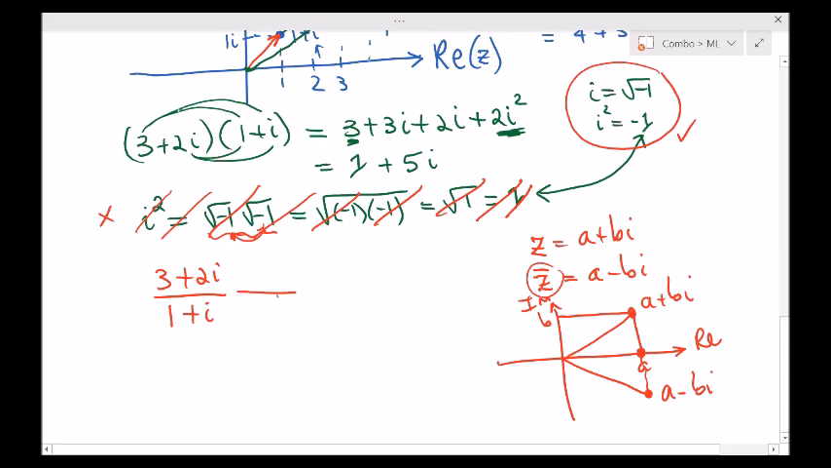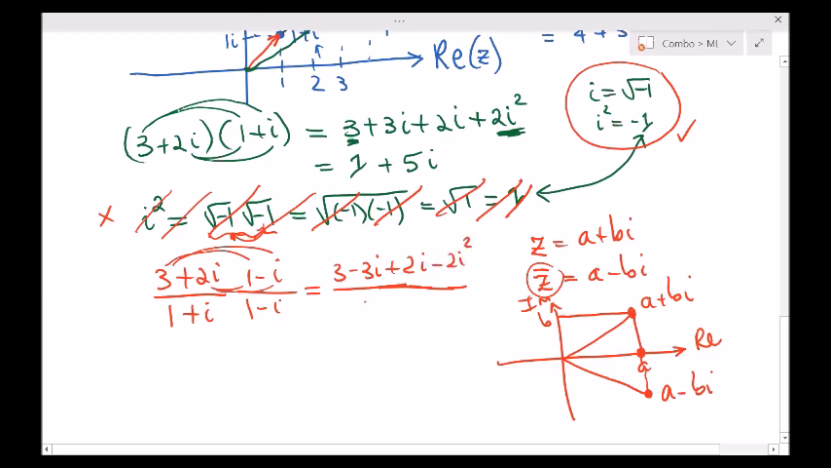But let's do it just as an experiment here. If I were to multiply both the numerator and the denominator by 1 minus i, let's see what we get. The numerator is easy. Again, we FOIL it. Well, as we do in the denominator, both of them. So let's just do it. So 3 minus 3i, and then 2i plus 2i, so distribute the 2i minus 2i squared.